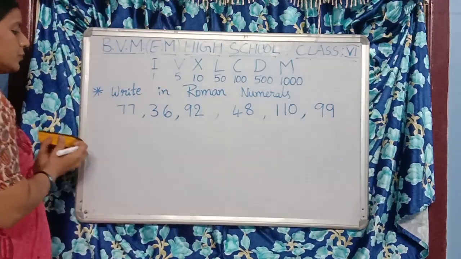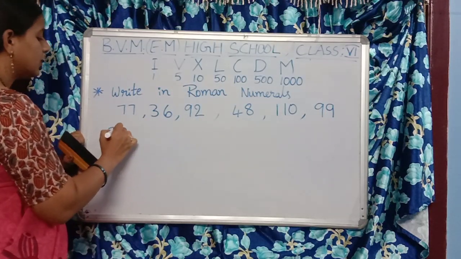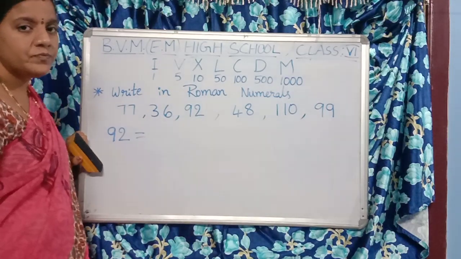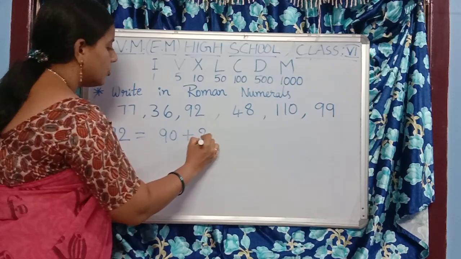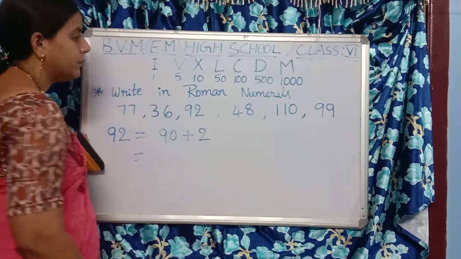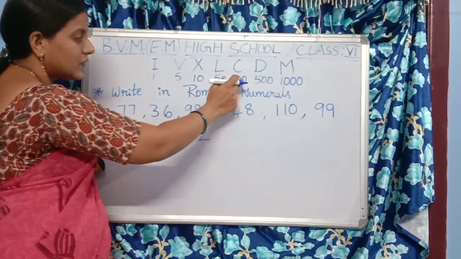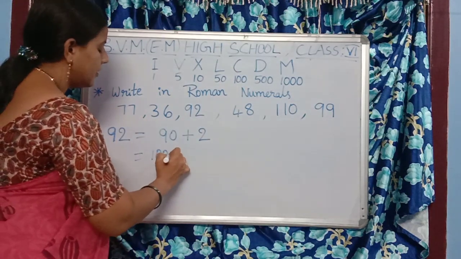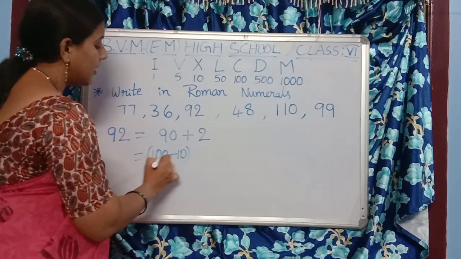92. How should we write this 92? 90 plus 2. 90, how can it be written? 100 minus 10. 100 minus 10, 90. We have the rules.